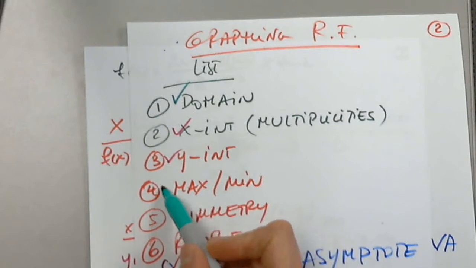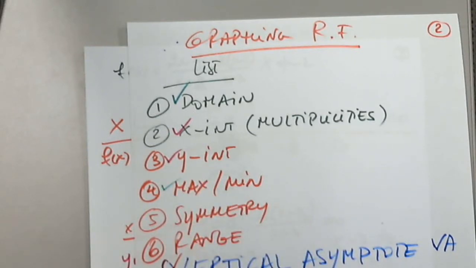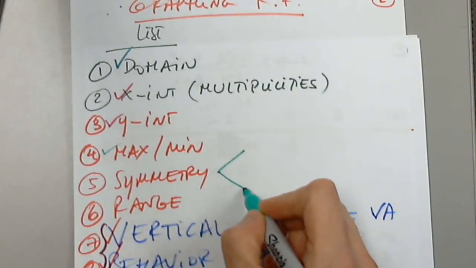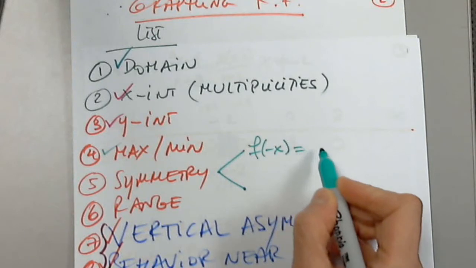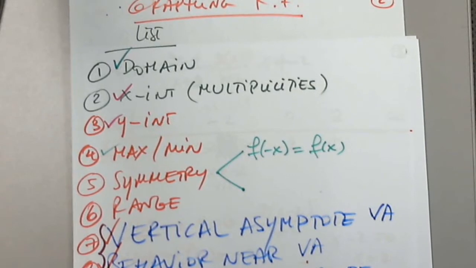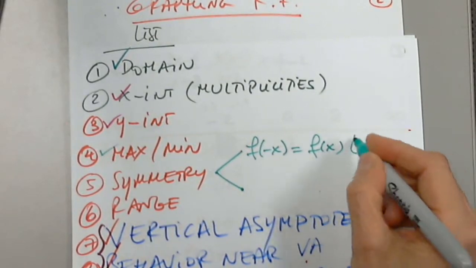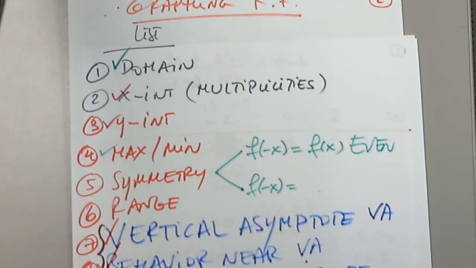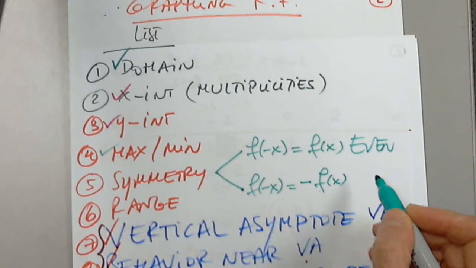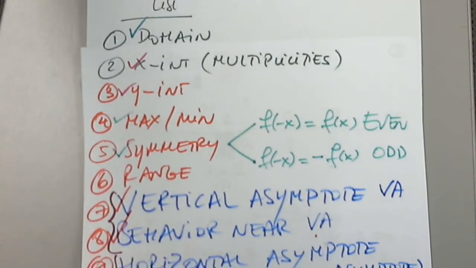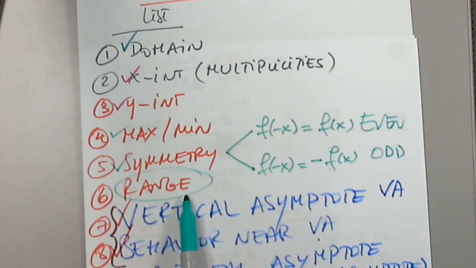So max and min, this will be with a graphing calculator. Symmetry, a function with a vertical asymptote at -2 will not be symmetric. But remember the two possibilities for symmetry. f of -x equals f of x. What type of symmetry is that? Very good. And f of -x, what is the other option? Negative f of x, odd. Okay? So it's not symmetric. What is left? After I graph, I will identify the range.